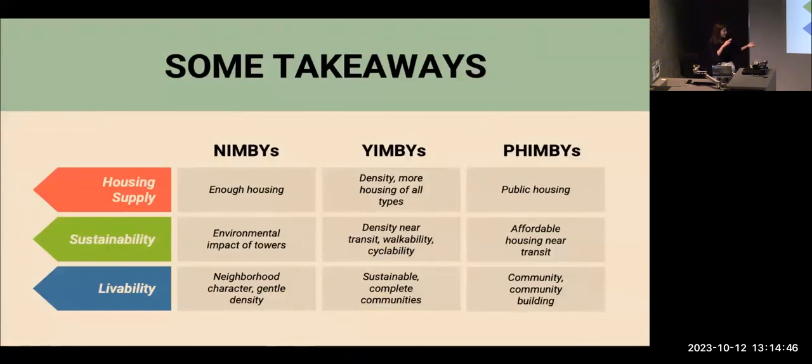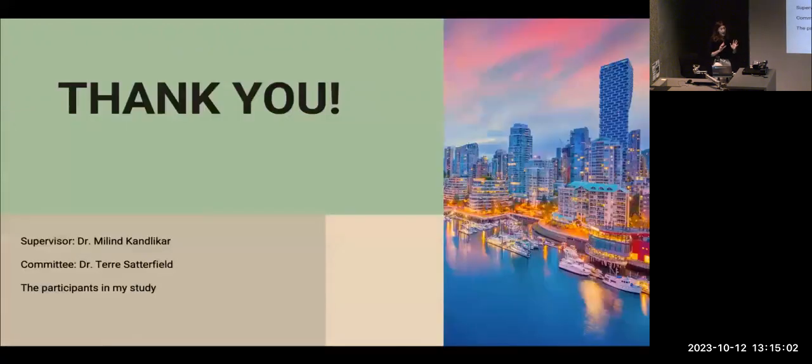Many mentioned that they actually lacked access to transportation networks, and therefore having affordable housing near transit was the only way for them to actually take advantage of these sustainable communities that the Broadway Plan was introducing.